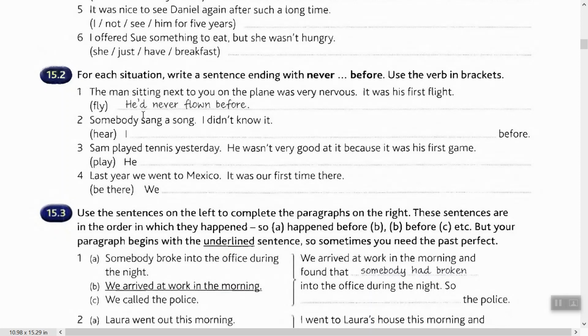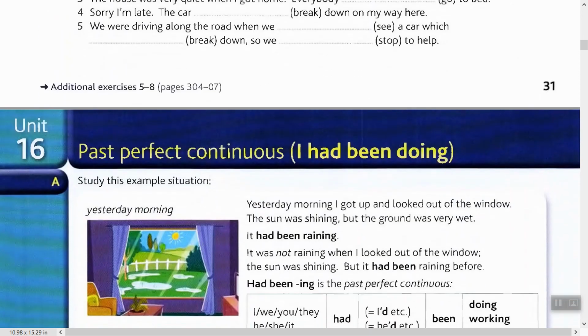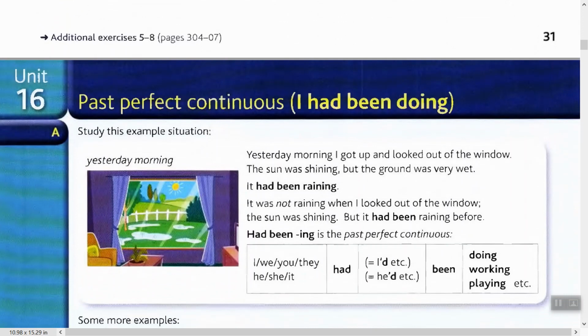But now, if you board the plane now, you say, oh, you look nervous. Someone says to him, you look nervous. What will he say to you? He says, I have never, present perfect simple. He says, I have never flown before. Now he is nervous. From the past up to now, I've never flown before. You see the difference. Past perfect continuous is the same, similar to present perfect continuous.